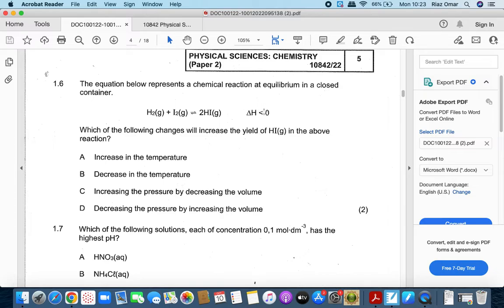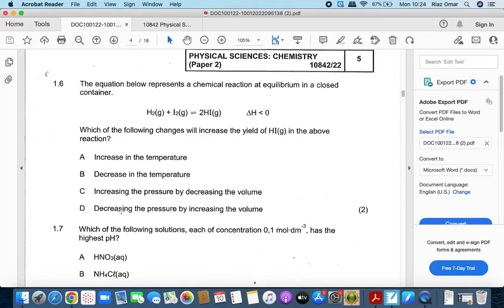Delta H is less than 0, so the forward reaction is exothermic. An increase in temperature favors the endothermic reaction, so it will go to the hydrogen and the iodine side. A decrease in temperature favors the exothermic reaction, so if you decrease the temperature, you'll get 2HI formed. So B is the answer here.